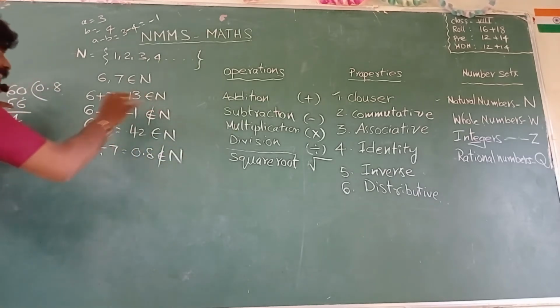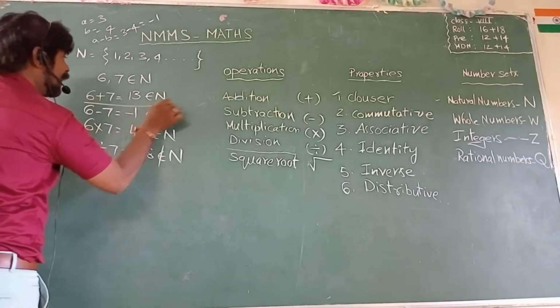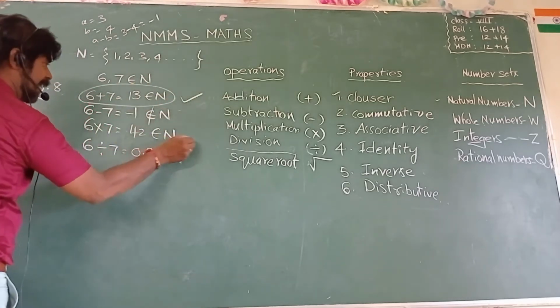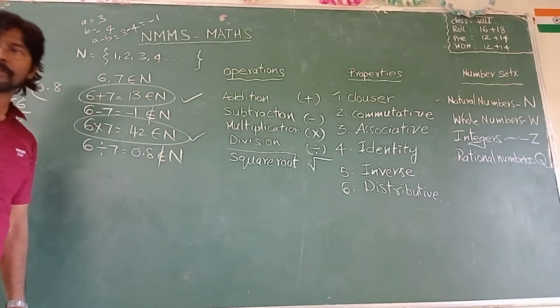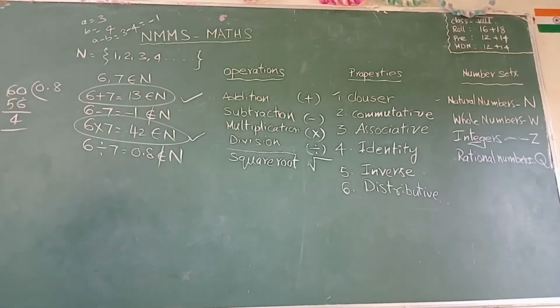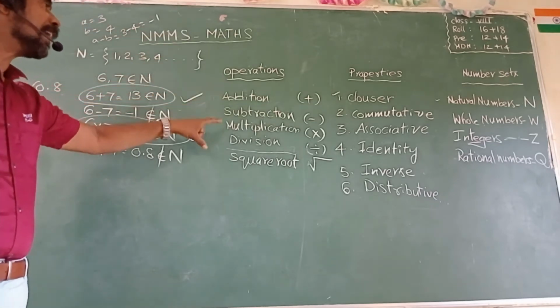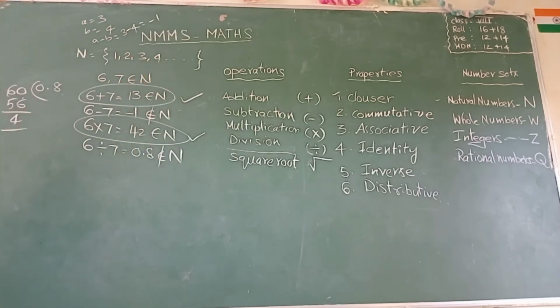So this is applicable for two things only: addition and multiplication. Natural numbers are closure for addition and, sorry, addition and multiplication. Very good. Okay, if you corrected it, it means you understood. So this is the first property, closure.